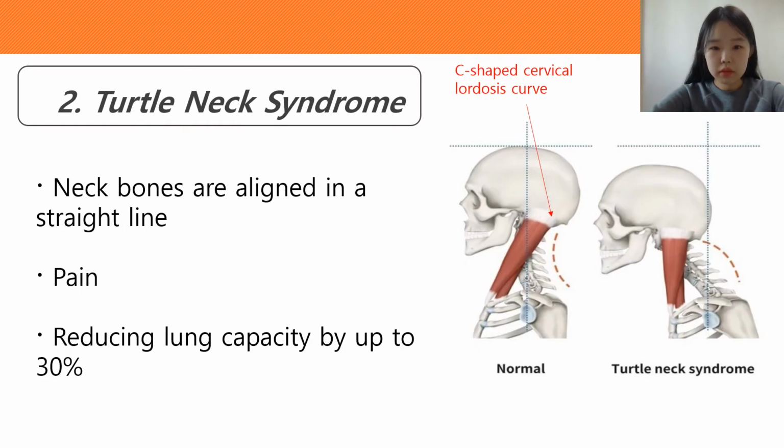Second, turtleneck syndrome is an abnormal condition in which the C-shaped cervical lordosis curve collapses and the neck bones are aligned in a straight line when viewed from the side. This posture causes various problems, including pain. The turtleneck posture can reduce lung capacity by up to 30% by preventing the muscles of the neck from contracting.